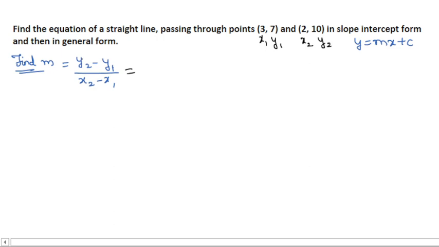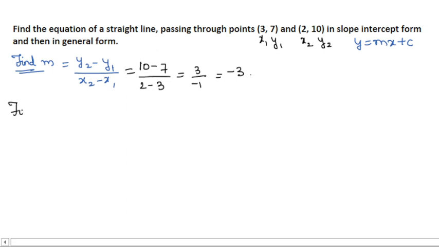When I substitute y2 minus y1, I get 10 minus 7 in the numerator and x2 minus x1 is 2 minus 3 in the denominator. When I subtract, 10 minus 7 is 3, and 2 minus 3 is negative 1. I have minus 3 as the answer for the value of this slope.